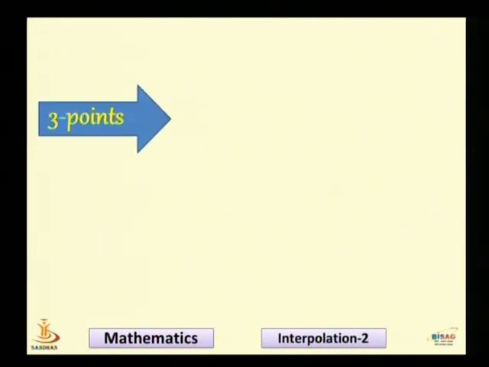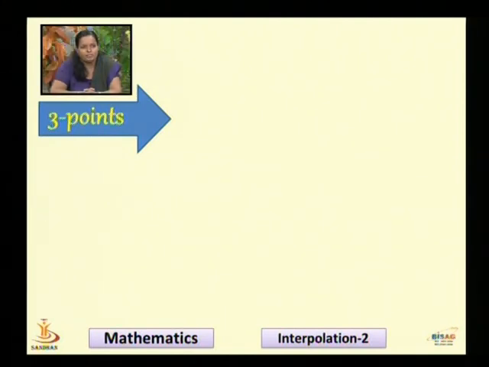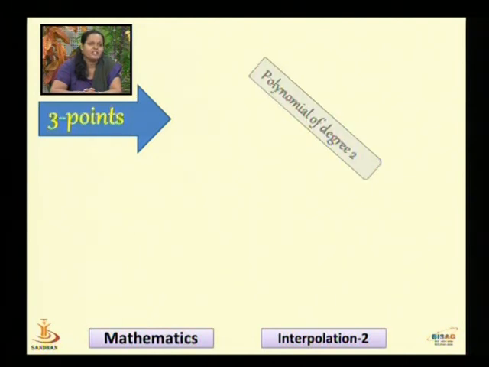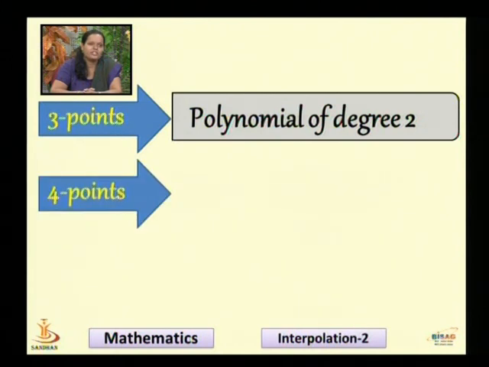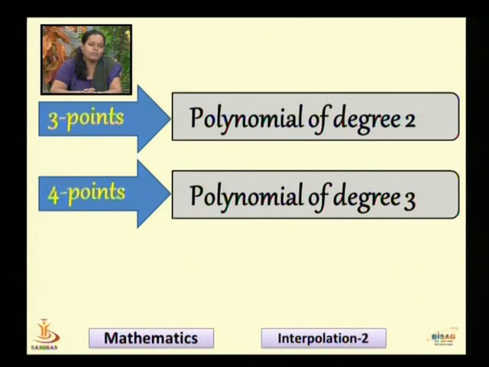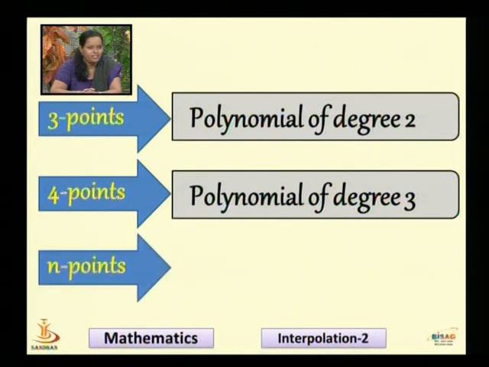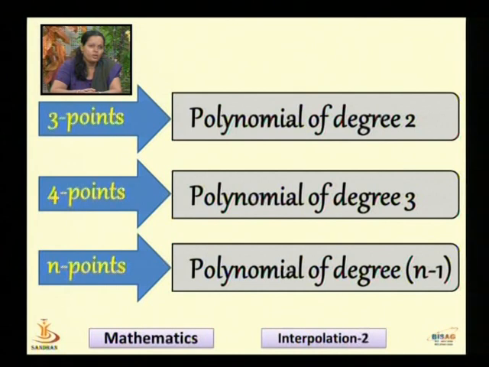Now we can see from this particular example that if we are having a table consisting of 3 tabular points, we will get a polynomial of degree 2. Similarly, if we have a table consisting of 4 tabular points, we have a polynomial of degree 3. In general, if we have a table consisting of n points, we will have a polynomial of degree n minus 1.